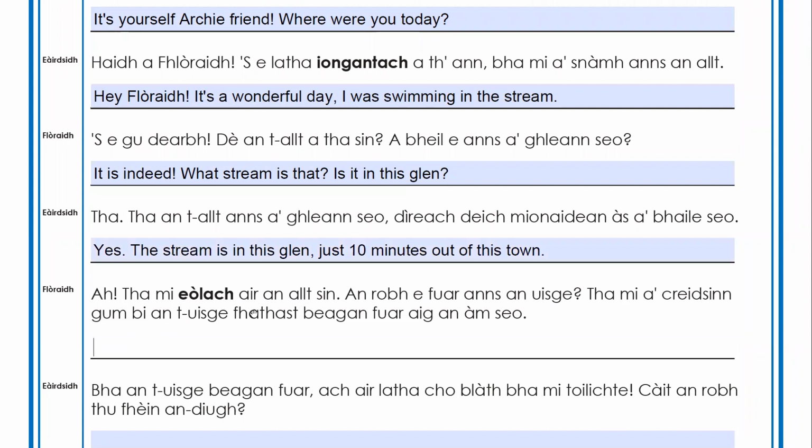Hamiolach is an alt shin. Hamiolach, I know that stream. I know a food ans anishke. Was it cold in the water? Hami a kretchen gum be and dishke hast becken food ag an alm show. So hami a kretchen gum be and dishke hast. So hami a kretchen I believe, literally I am believing, but believe.